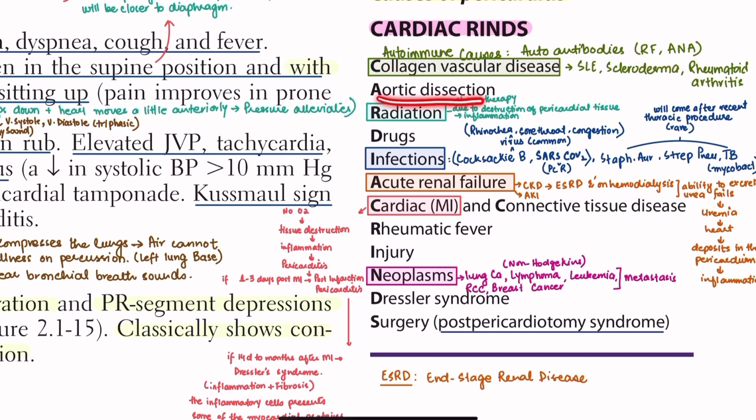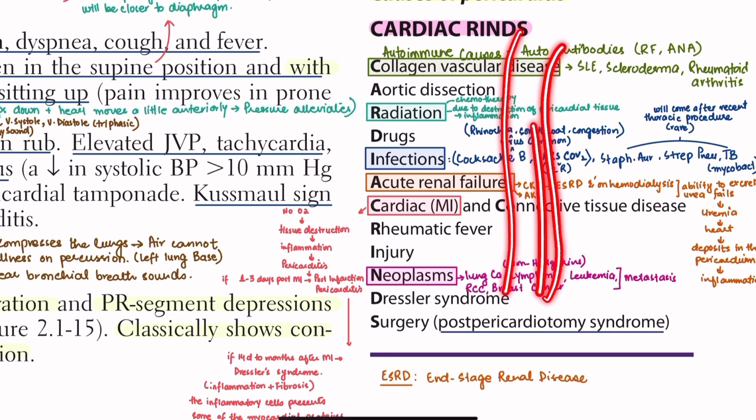Aortic dissection can also result in pericarditis. Let's suppose this is the aorta. In aortic dissection, blood will start to accumulate between the innermost layer and the middle layer of the aorta. This blood can trickle down into the pericardium and cause pericardial effusion and pericarditis.